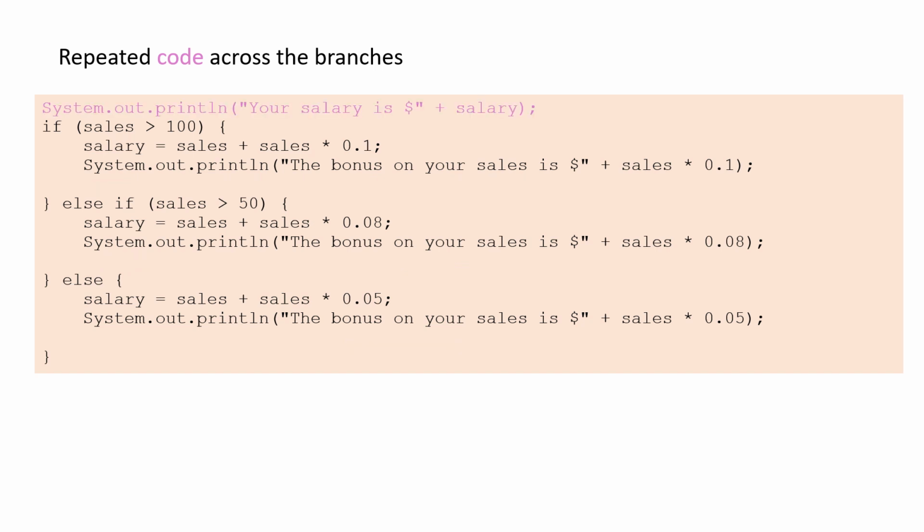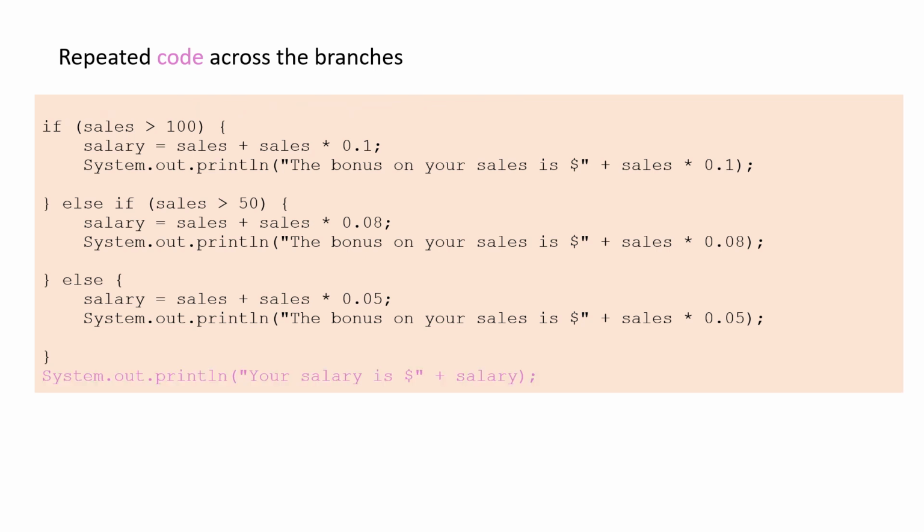We can move the repeated code, or factor out the repeated code, to above the branches, or we can place it after the branches. In this specific example, I have to actually keep it after the branches because of two reasons. First of all, in the original code, the bonus was printed first and then the salary was printed. This is one reason. Also, if I put this line of code before the branches, the amount of salary is calculated inside the branches. And this line of code prints the salary. So we cannot print the salary before calculating the salary.